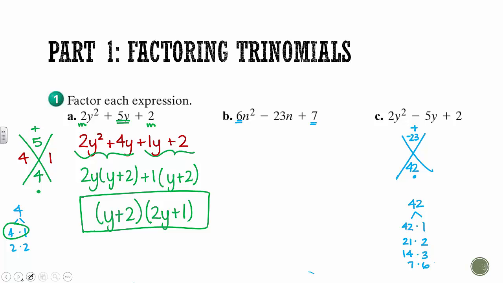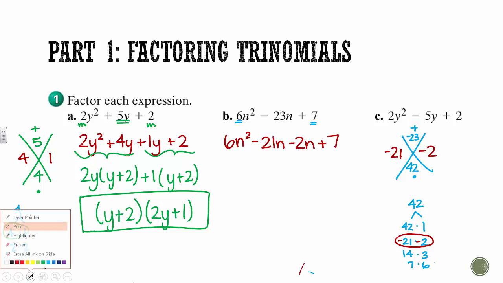We want to somehow add or subtract these numbers to end up with negative 23. So the only combination that can do that is 21 and 2. And because it multiplies to make a positive number but adds to make a negative, we're going to make them both negative. Negative 21 and negative 2. Remember, all that tells us is what we can break that 23n into.